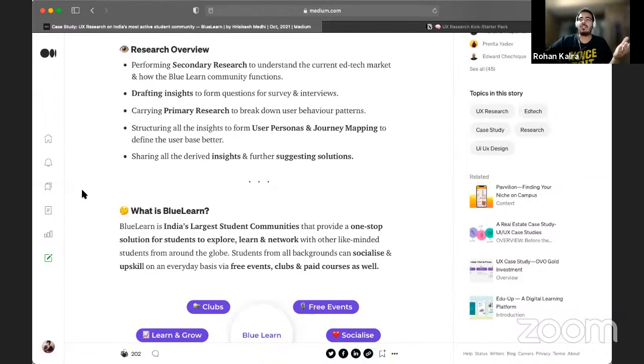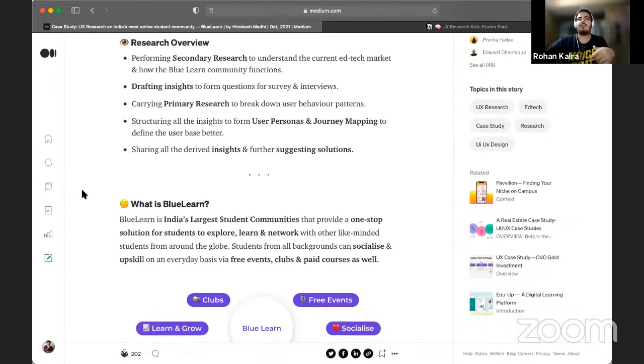Let me give a research overview of what we did in this case study. We first performed secondary research. As Viraj very well put it, secondary research is mostly sitting at your desk, going around the internet and finding everything and anything related to your problem statement or your objective, right? So we performed that secondary research. Then we drafted insights from that research to prepare questions for our survey and user interviews, which we were going to do in primary research.